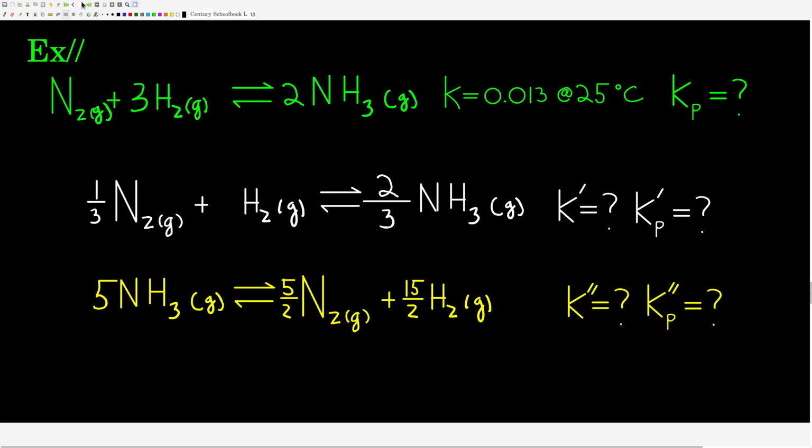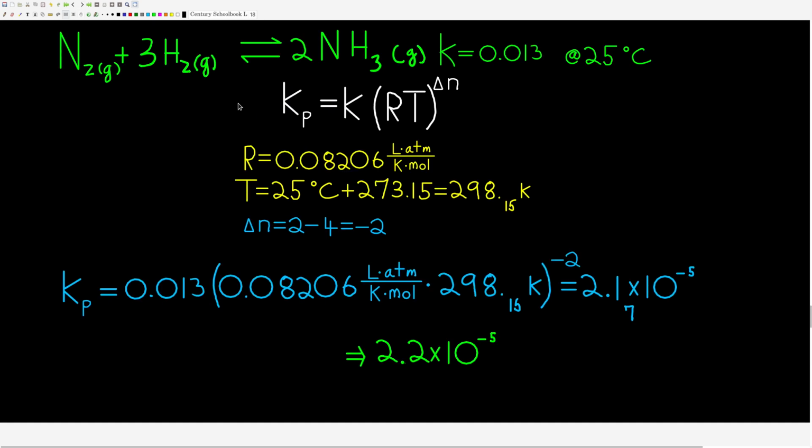Welcome back. So let's do Kp for this original reaction first. So there's our equation. Kp equals K RT to the delta N. R is 0.08206 liters atmospheres per Kelvin mole. Temperature was 25 Celsius. Add 273.15 to it to get the temperature in Kelvin, 298 Kelvin.